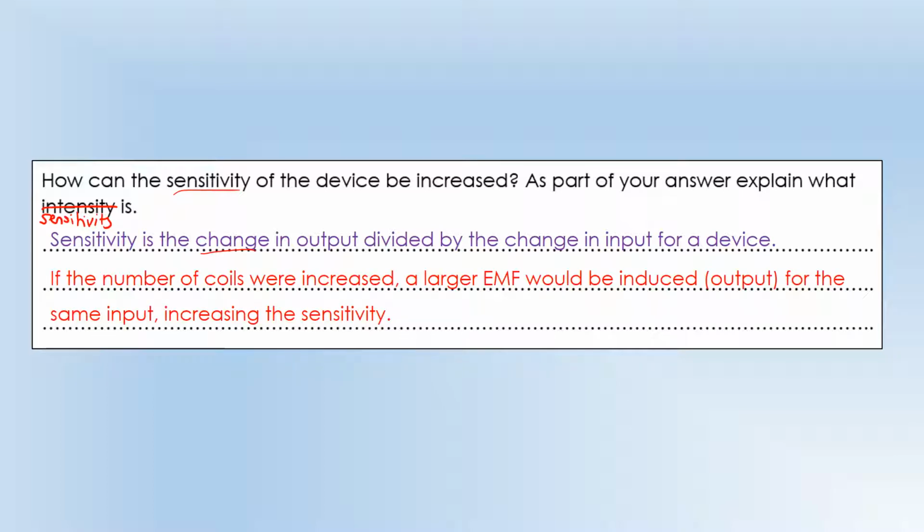Well, if you increase the number of coils, we'd get a larger EMF induced. And in this case, the output is the EMF, because that's what our galvanometer or a voltmeter or whatever it is detecting. So that means the output is increased for the same input. The input here is going to be essentially the current or the magnetic field around the wire we're trying to detect. If we keep that the same but have more coils, we're going to get a larger EMF. So we've got a bigger output for the same input. So we've got increased sensitivity.